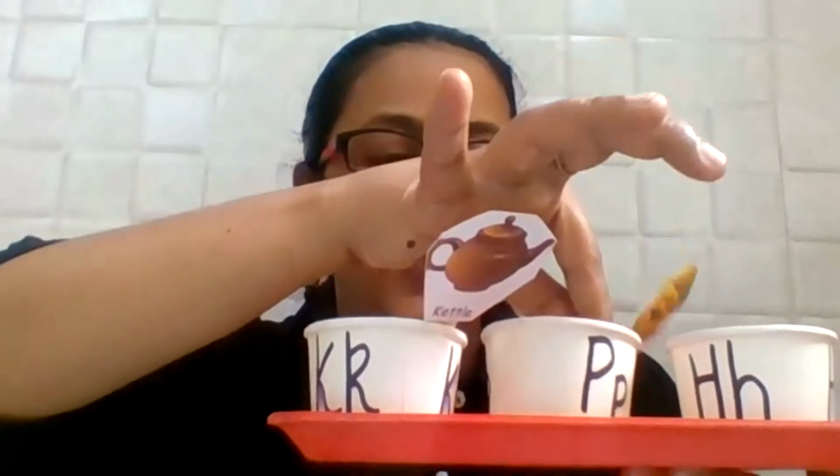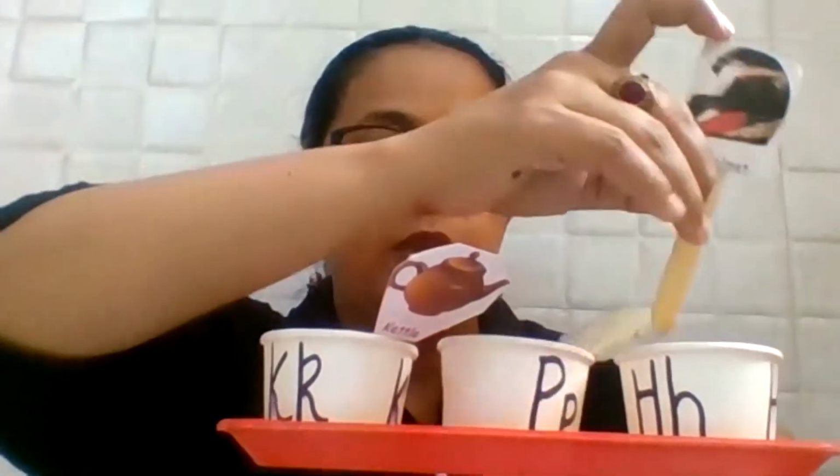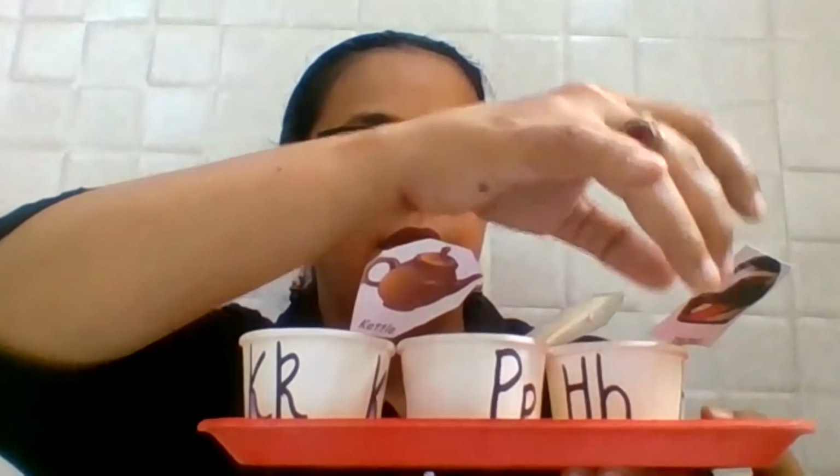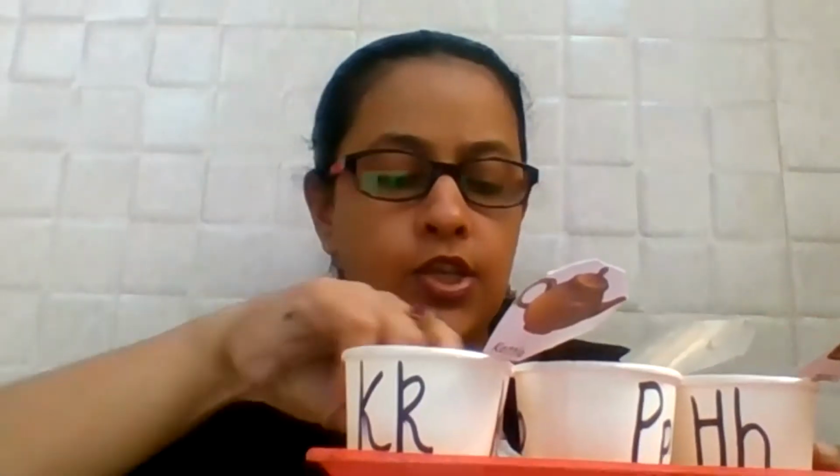He will pick up one by one, then it will go in the K cup. Then papaya, in the cup of P. Then helmet. So it will go in the cup of H. Okay, so similarly the child will keep playing. I have a few more sticks like this. I'll just show you how to go about this activity.